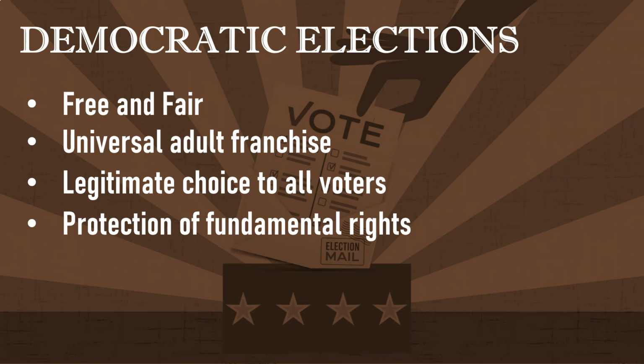Also, there must be the provision of universal adult franchise, meaning that everyone over the age of 18 has the right to vote, and one person, one vote, one value, meaning that every individual gets only one vote, regardless of their caste, gender, place of birth, nationality.